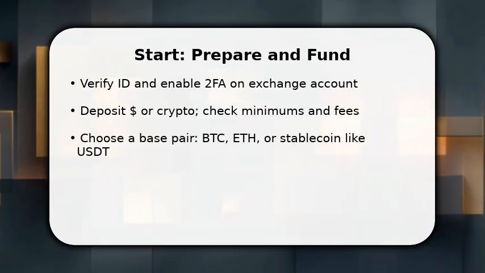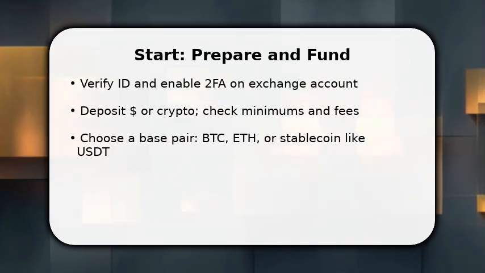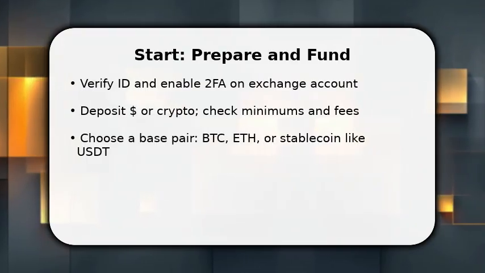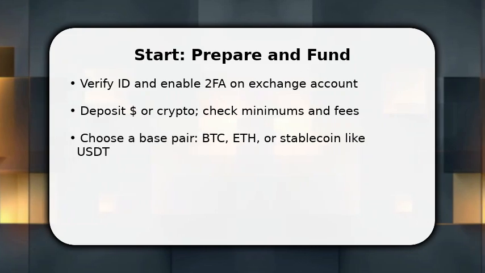Once done, set your initial order size relative to portfolio risk. Use a fixed percentage, for example 1% to 2% per trade. Also make sure to review fee tiers and withdrawal limits, so there are no surprises when you scale positions.